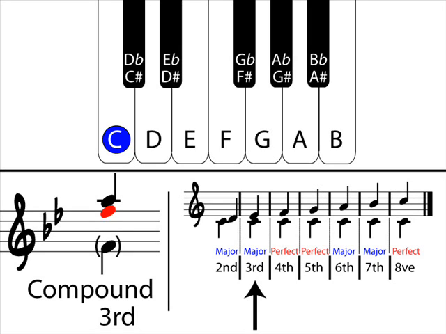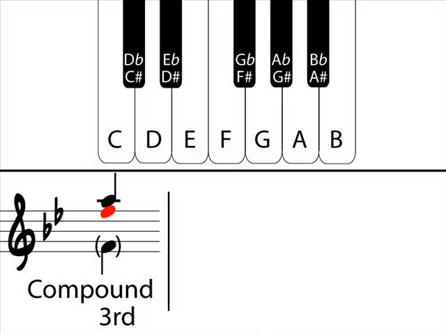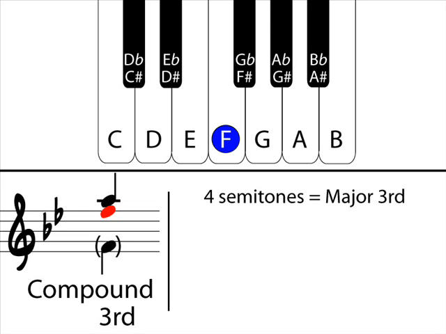Here's the C on our keyboard. To C sharp is 1 semitone, to D is 2, to D sharp is 3, and to E is 4. Therefore, 4 semitones make up a major third. We then count the semitone distance in our interval. Here's the F. To F sharp is 1, to G is 2, to G sharp is 3, and to A is 4. Therefore, our interval has exactly the same number of semitones as a major third in C major.